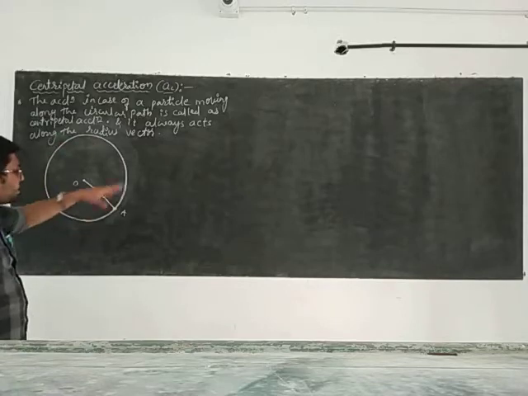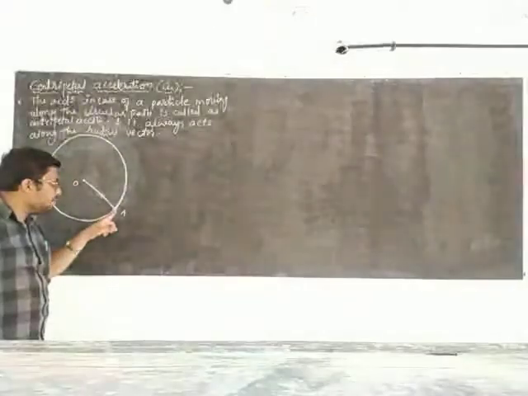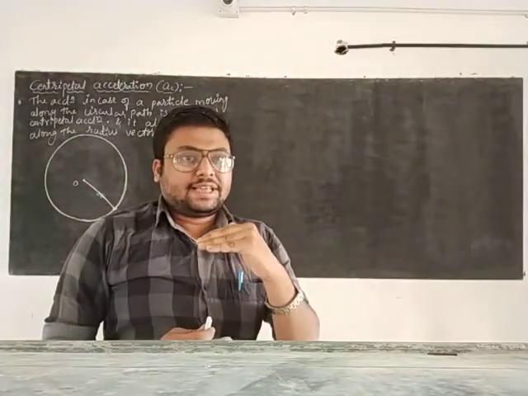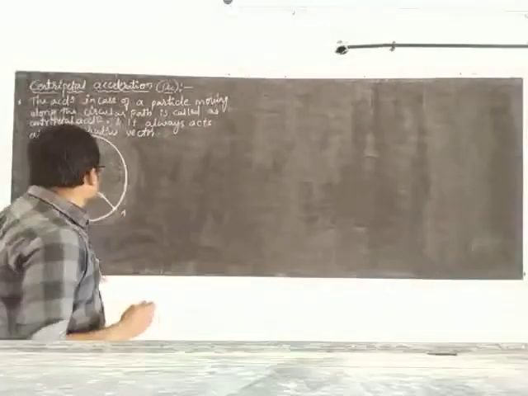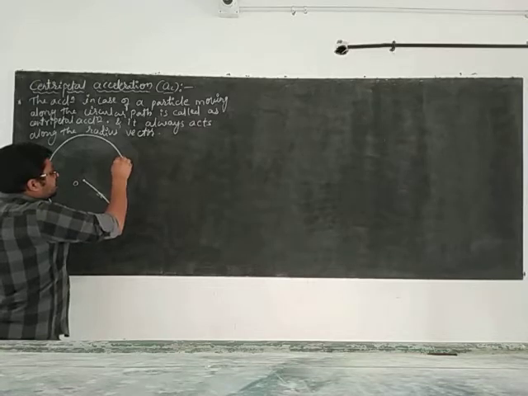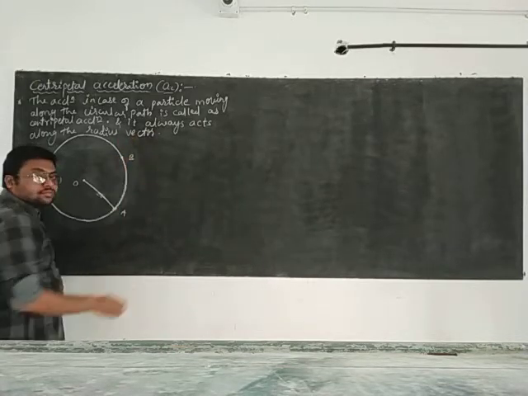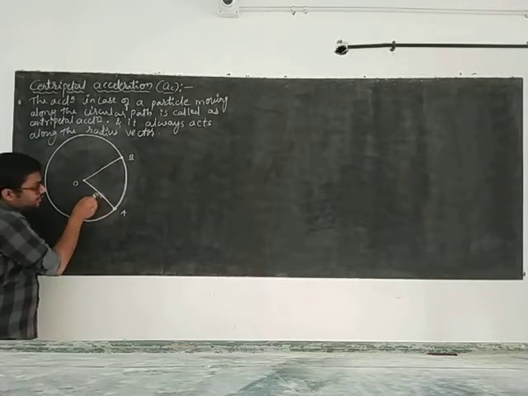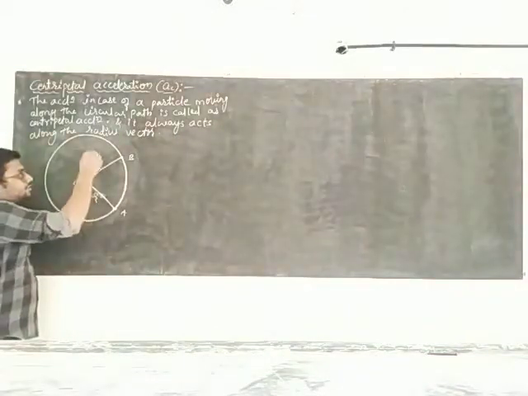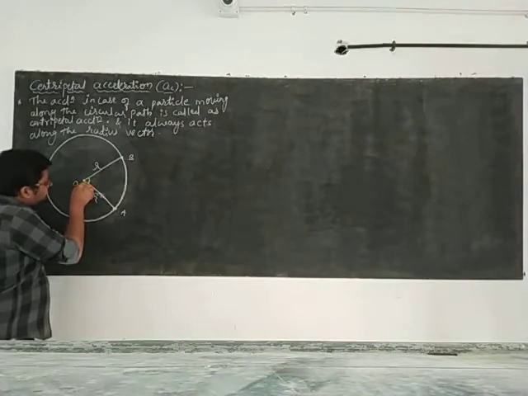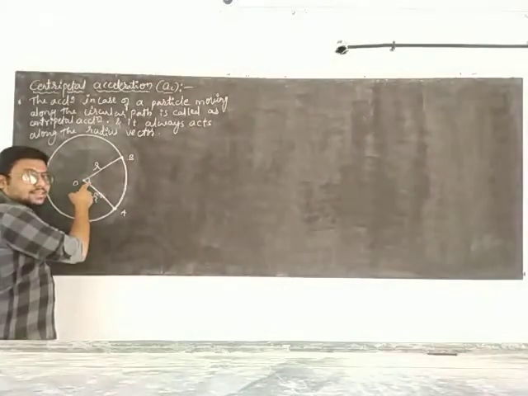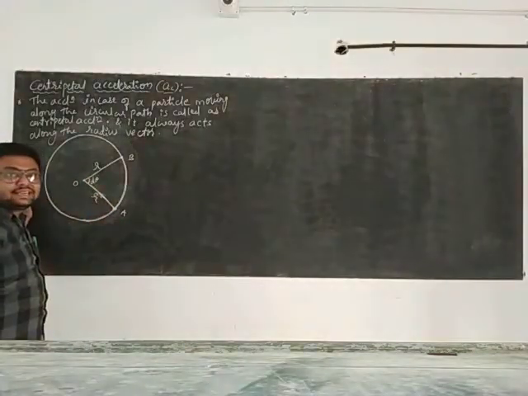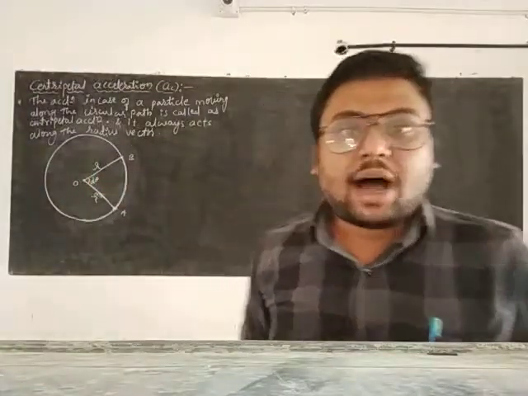Consider the circular path, and initially the object is at position A. After some time interval dt, it is displaced from its initial position A to B. Here it is R, the radius vector, and it is also radius vector R. The angle described by the radius vector is the angular displacement, d theta.